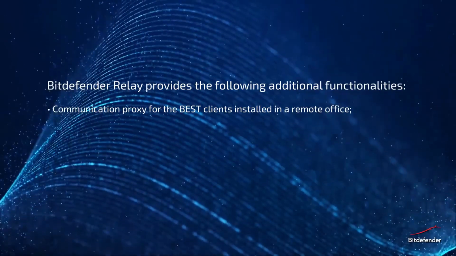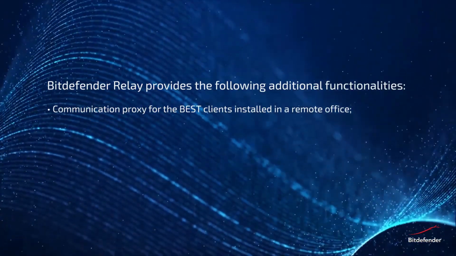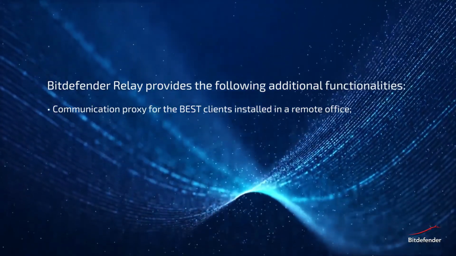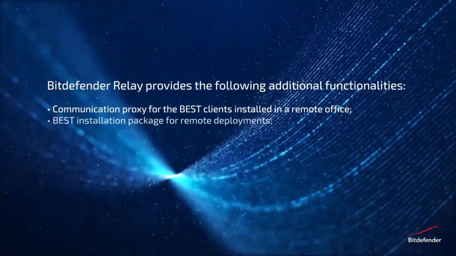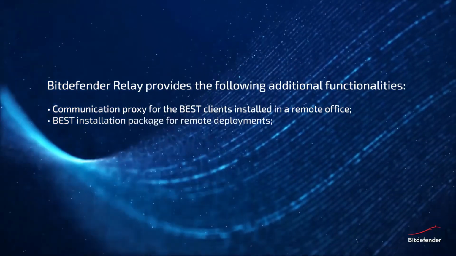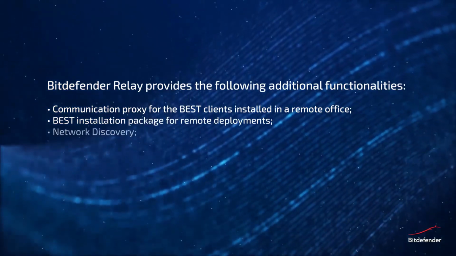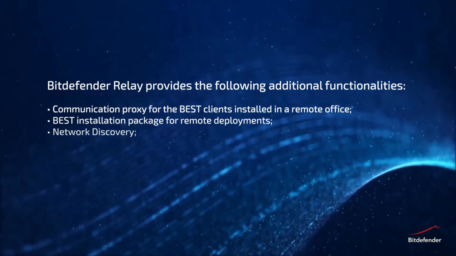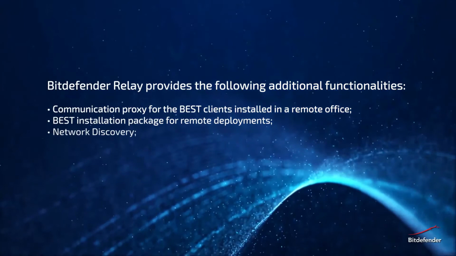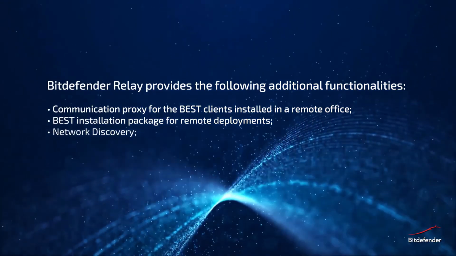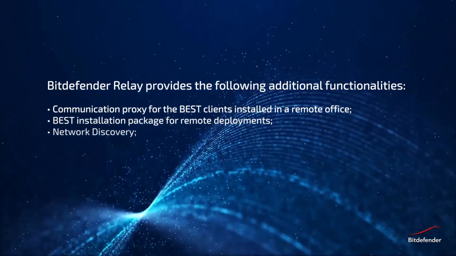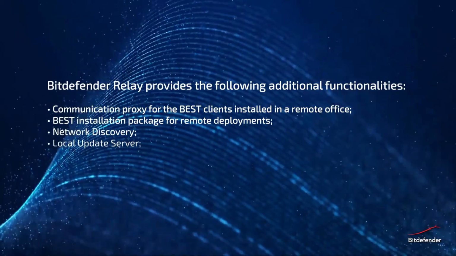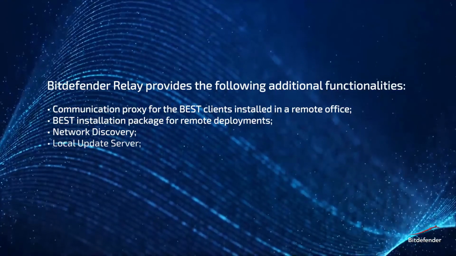If you install an endpoint security tools with relay in your network, all the managed computers will communicate with the GravityZone appliance through the endpoint with relay role. BEST can also be installed through the remote installation package through the relay. The relay will also automatically perform network discovery in the network where it has been deployed. When deploying endpoint security tools in a remote office where endpoint security tools with relay has already been installed, the package will be deployed from the locally installed relay, as it also becomes a local update server.